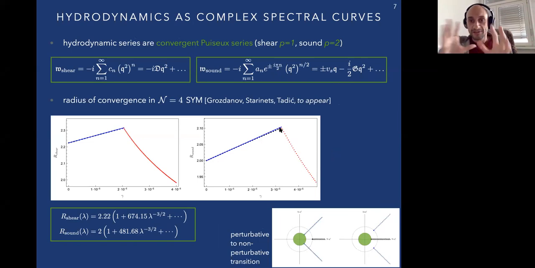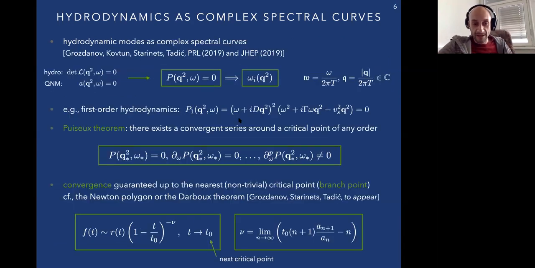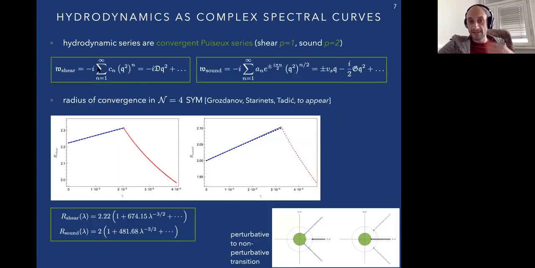What I want to just make are these generic statements: these hydrodynamic series, what we showed, were generically Puiseux series, all right? So they're Puiseux series around omega equals 0, q equals 0, because hydrodynamic series are gapless modes. And they are convergent series. So for shear modes, they're actually p equals 1 series. So this critical point here at 0, 0 is order 1, which means that a diffusive series is a Taylor series. It's a Taylor series in momentum vector squared, all right? So this is a Taylor series to the power of n. Now, sound series are actually Puiseux series of order 2. So this means that they come in 2 branches.